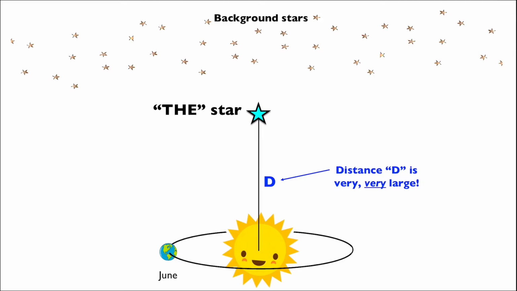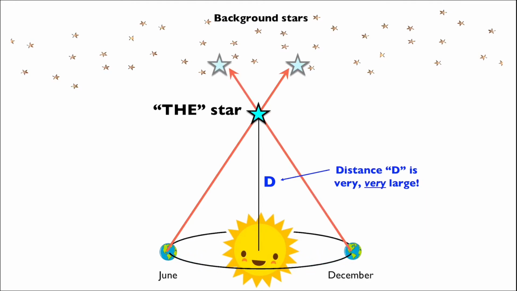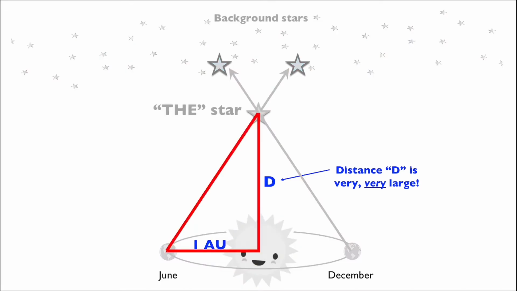Now, if we observed this blue star once in June and again 6 months later in December, we would notice the apparent position of the star against the background stars will have changed. This is the apparent parallax of that star, and we use it to find the distance d by doing a little bit of trigonometry. Notice how if we just bring in the distance from the Earth to the Sun, which is one astronomical unit, into the picture, we can create a triangle to help us find the distance.